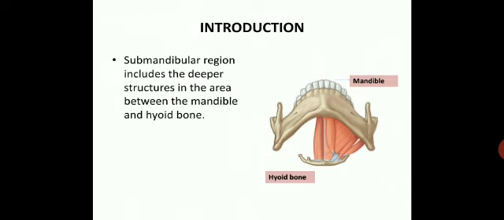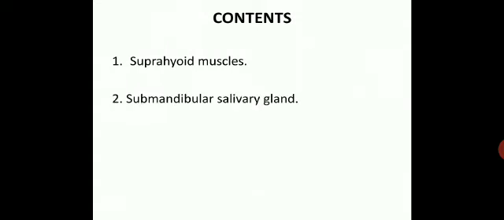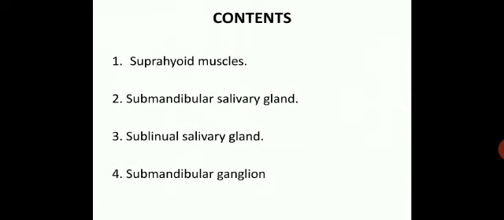The submandibular region includes the deeper structures in the area between the mandible and the hyoid bone. It includes the floor of the mouth and the root of the tongue. The contents include suprahyoid muscles, submandibular salivary gland, sublingual salivary gland and submandibular ganglia.